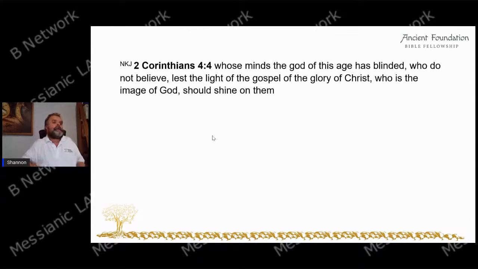So here we see that the God of this age blinds people, just like we were before the light of the gospel shone upon us. The glory of Mashiach was revealed to us, and our eyes were opened, and that power was transferred from being under Satan to being under Yahweh.